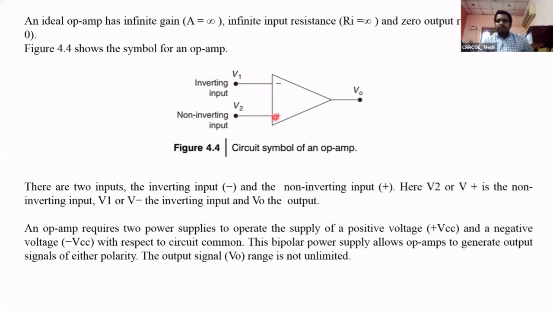Because the difference between the two input voltages is very small, that is negligible, we can treat them as equal. V plus is equal to V minus, that is V1 is equal to V2. Such a characteristic is called virtual short or virtual ground. If you really ground one terminal, the second terminal is also grounded virtually. That is the concept of virtual short: the voltage at V plus is equal to the voltage at V minus.